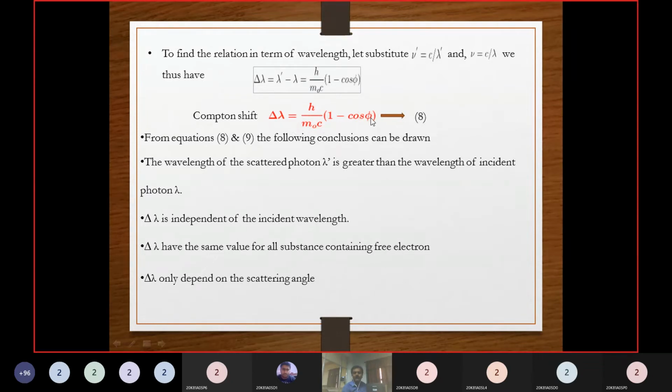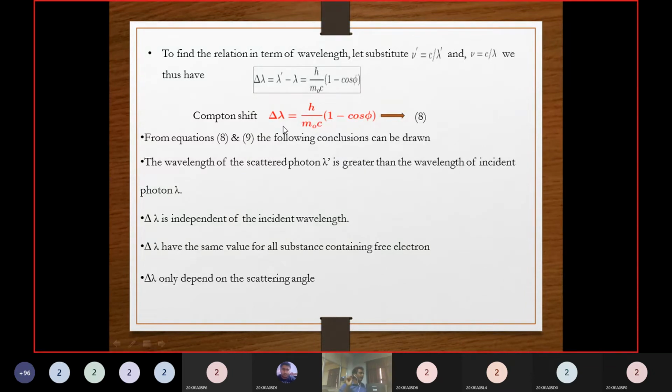Here phi is the angle of scattering; the photon is scattered with some angle phi. If you substitute, there are three cases depending on the angle phi. Suppose phi is equal to 0. Then cos phi is 1, which means there is no scattering. Cos 0 equals 1, so 1 minus 1 is 0. That means there is no lambda shift, no Compton shift.